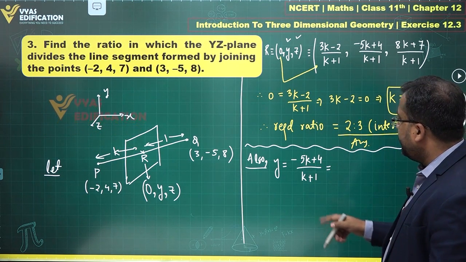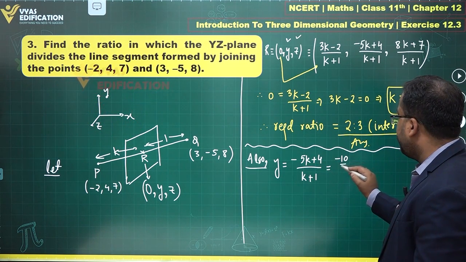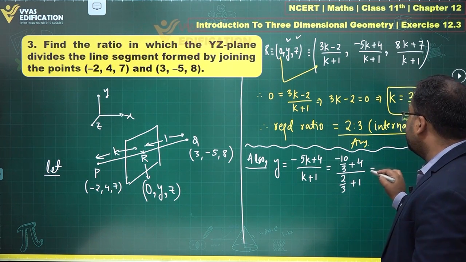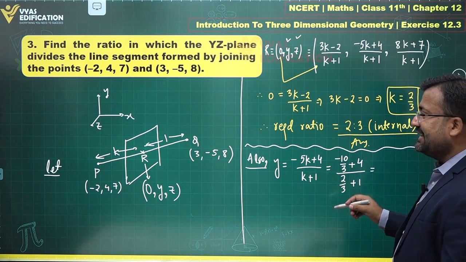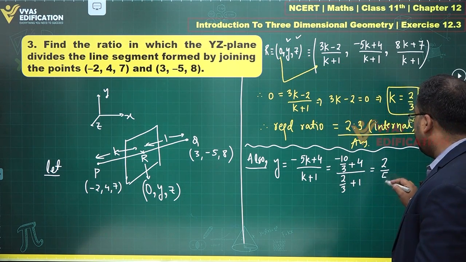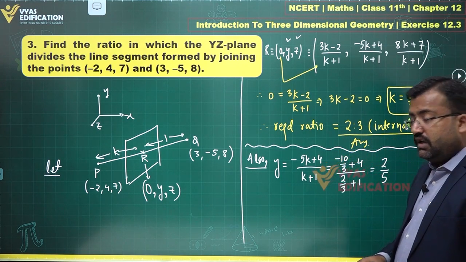Minus 5 into 2 by 3, that's minus 10 by 3, plus 4 upon 2 by 3 plus 1. What's that? 4 into 12 minus 10 is 2, divided by 3 will get cancelled. This becomes 2 plus 3, 5. This is the y coordinate.